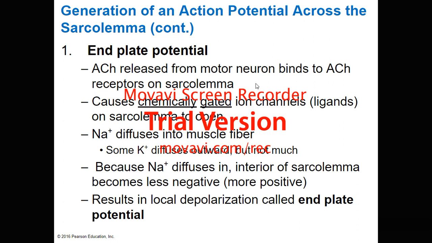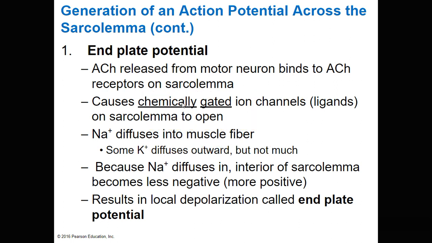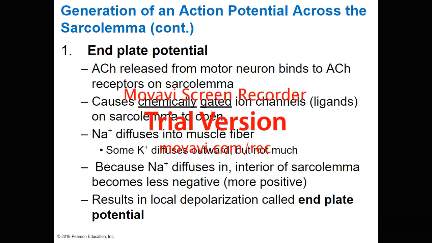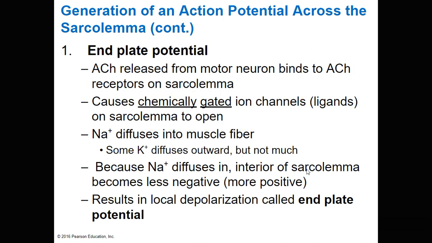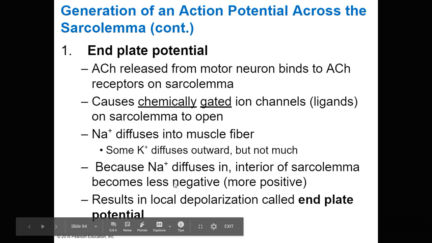So when the acetylcholine binds to these chemically gated ion channels on the sarcolemma of the muscle fiber, the ion channel opens up, sodium is going to diffuse into the muscle fiber, and some potassium is going to diffuse out. This is going to essentially result in the interior of the muscle cell becoming less negative, more positive. And that's the end plate potential.